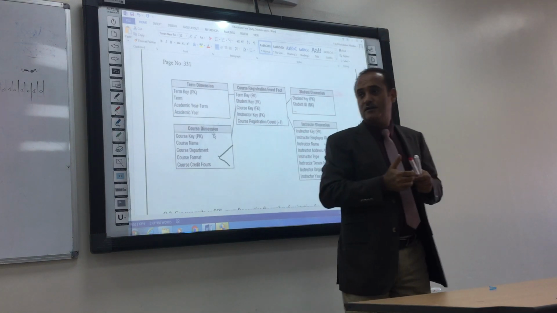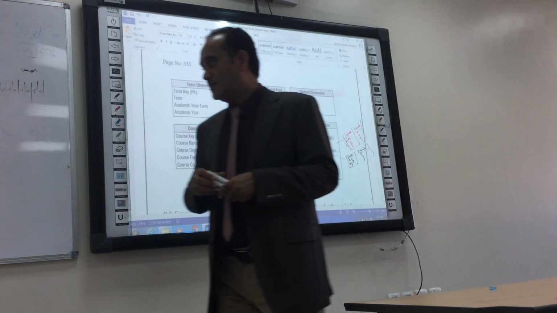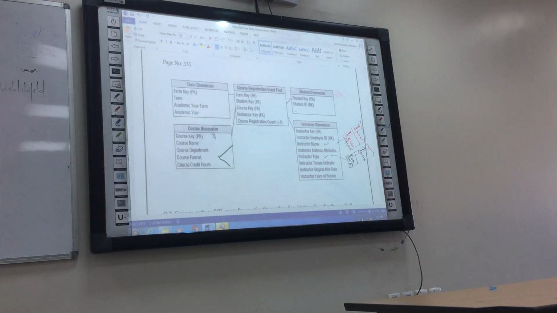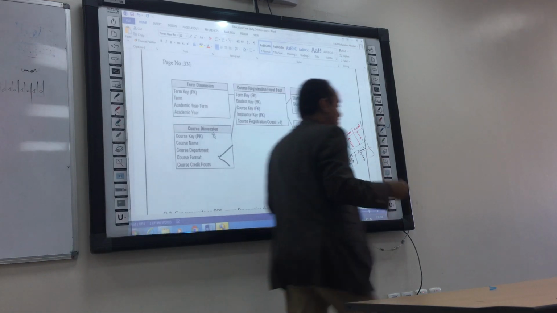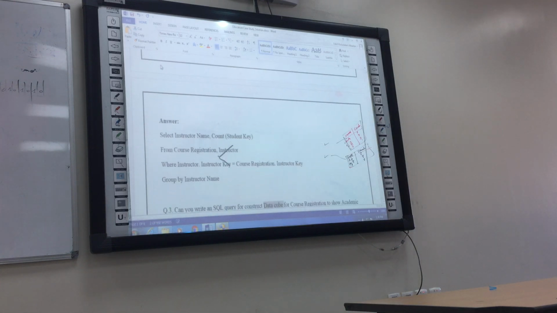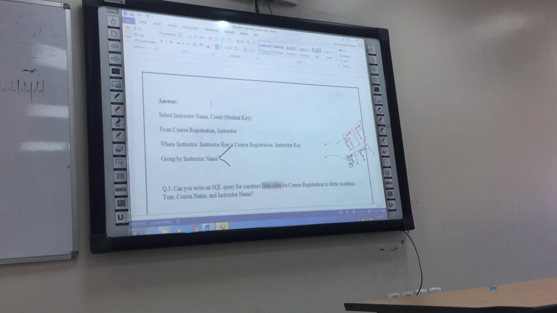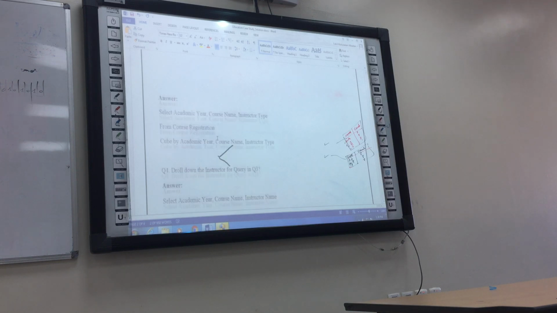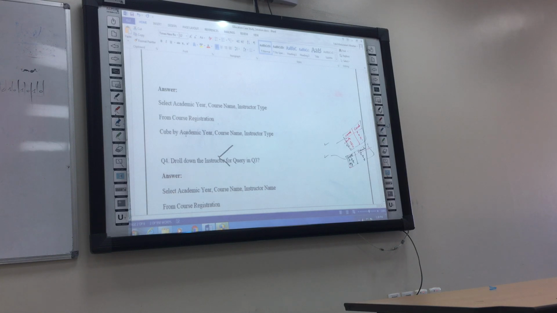Why do you compute like 4? 4 dimensions, 1, 2, 3, 4. Then I have four products, types. So let's go to the one we answered. See, select academic, course name, instructor type, from course registration, from the fact table, cube by, because the question is to generate a cube.